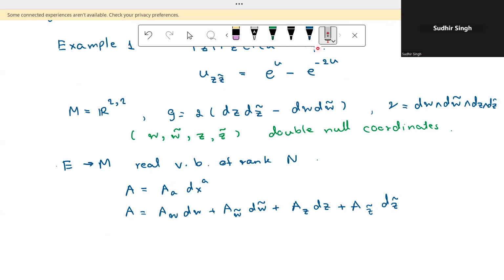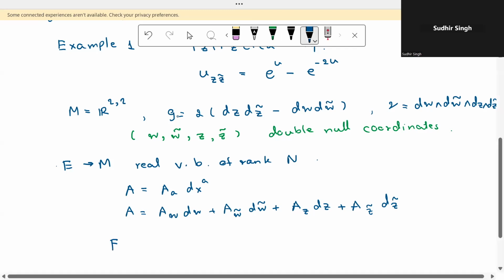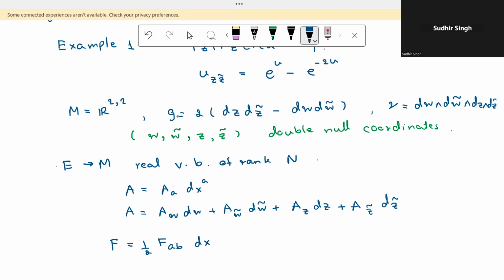And these will be the dependent variables of the anti-self-dual Yang-Mills equation. And let me just write F. So from this, we can look at components of the curvature F. And here you will have components in these coordinates. So there will be terms like w tilde, etc., on here. Okay.